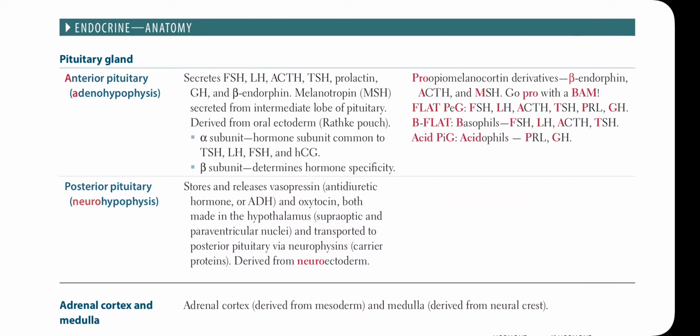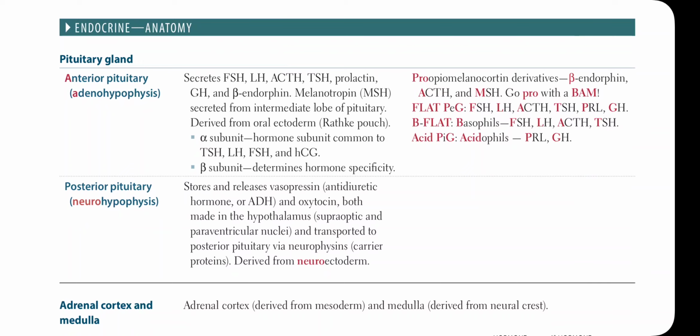The other mnemonic that you can use is flat peg, which is the F is for FSH, L for LH, ACTH, then TSH, peg, P for prolactin, G for growth hormone, then B flat. Basophils, so basophils and then acidophils. So basophils are FSH, LH, ACTH, and TSH, and acidophils are acid pig, which is prolactin and growth hormone.